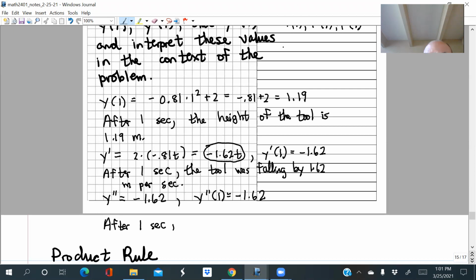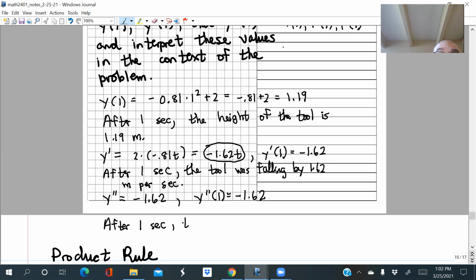The tool is definitely falling after 1 second, right? Okay, but that's what the first derivative tells us, right? That the tool is falling after 1 second. But after 1 second, what does the second derivative tell us is falling? Because see, this is negative. So something is decreasing, something is falling, but it's not the tool. What is it that's falling? Oh, it's the speed, right? It's the speed, right? Okay.